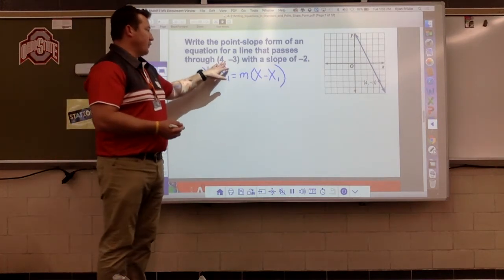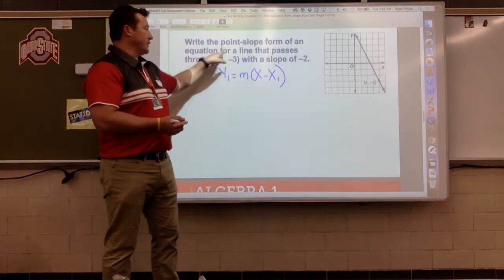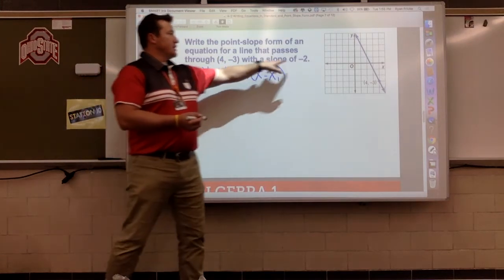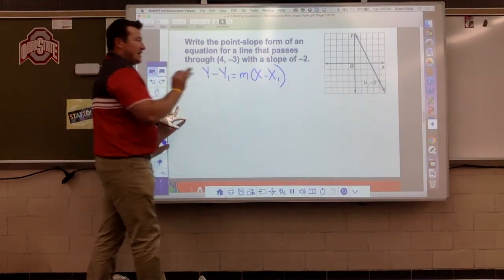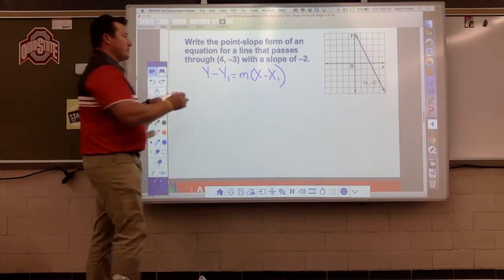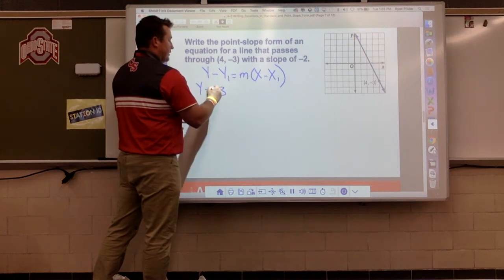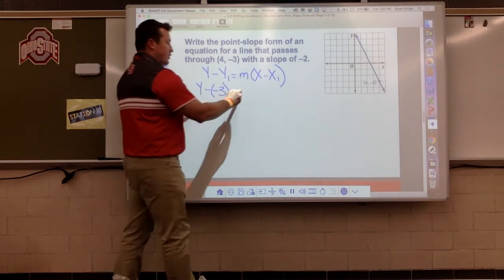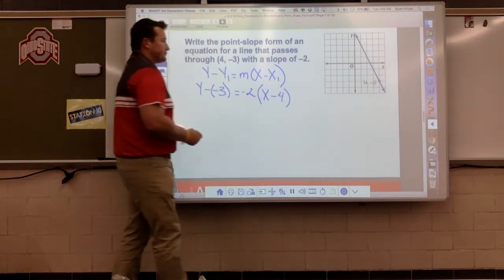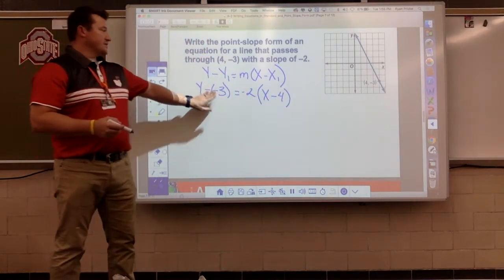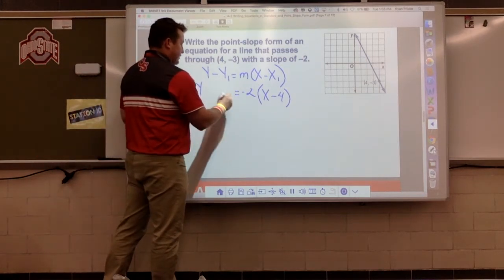Okay? I know that 4 is an x value, right? This is my x1. It's going to go here. -3 is my y1. It's going to go here. My slope of -2 is going to replace m. Okay? We're going to get double negatives, and that's okay. Watch what happens. So y minus -3, okay, equals my slope, -2, times x minus 4. Okay. So guys, really, y minus negative 3, double negative is the same as just saying y plus 3. Okay?